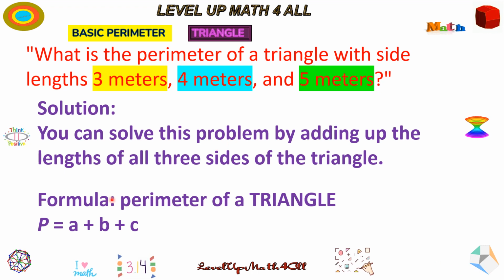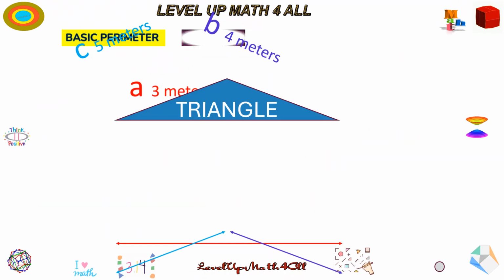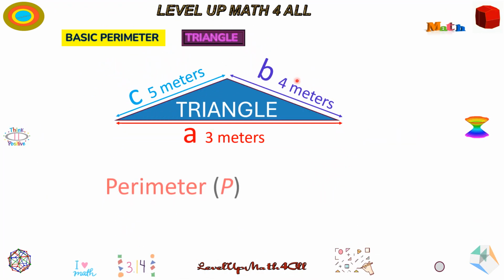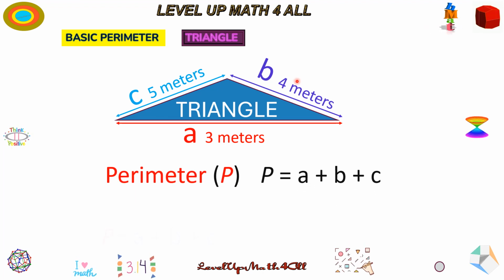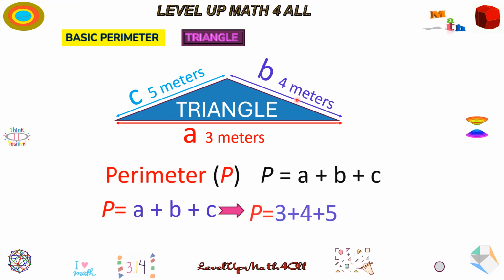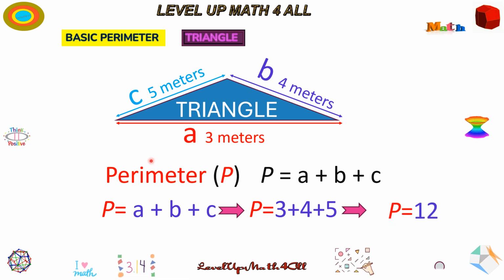So overall, as we learned previously, the perimeter of a triangle, which is P, is given by sides A plus B plus C. It means the sum of all three sides or all three lengths. So let's apply the formula, substitute the values, and see what the perimeter of the triangle is here. In the given problem, side A represents 3 meters, side B represents 4 meters, and side C represents 5 meters. You can also say length A is 3 meters, length B is 4 meters, and length C is 5 meters.